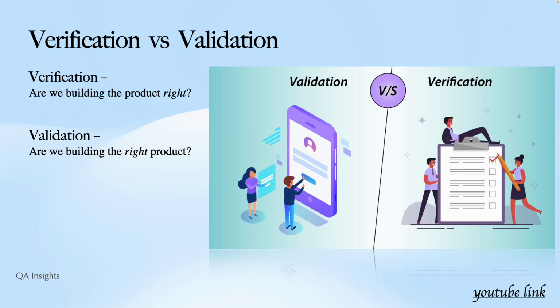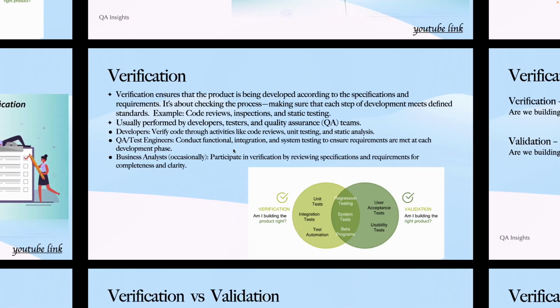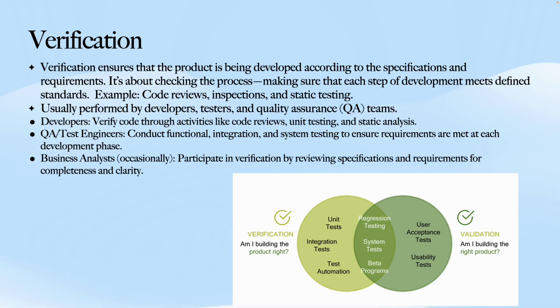Which means you can see in the picture that first is verification, which means we are checking all the requirements that while developing the product is right. And later on, while developing the product, we are validating that whatever product we are developing is right. So in the next slide we will see what verification is, why we are doing the verification, who is going to do the verification, and what the verification ensures.